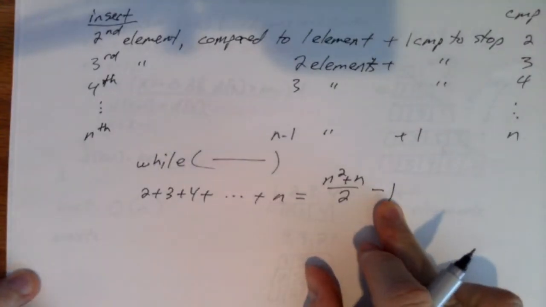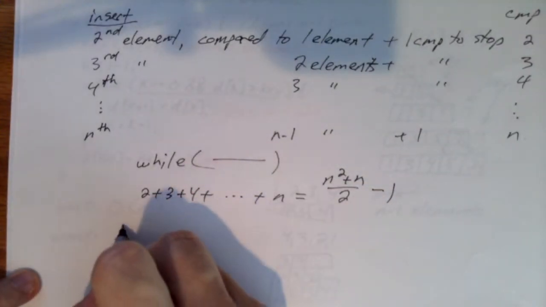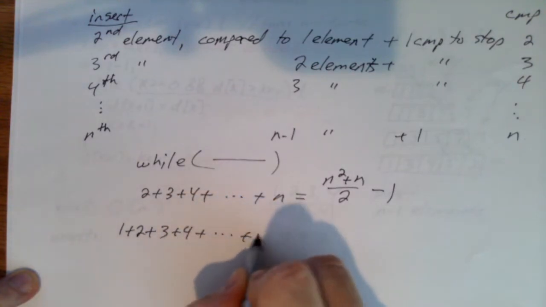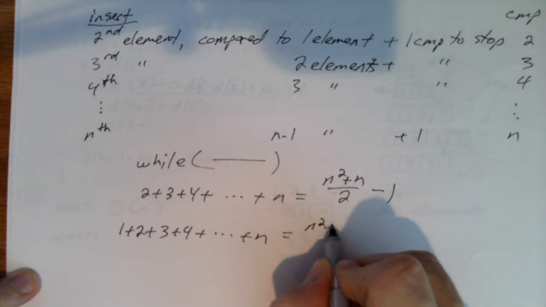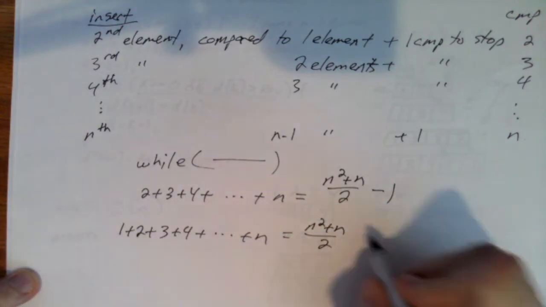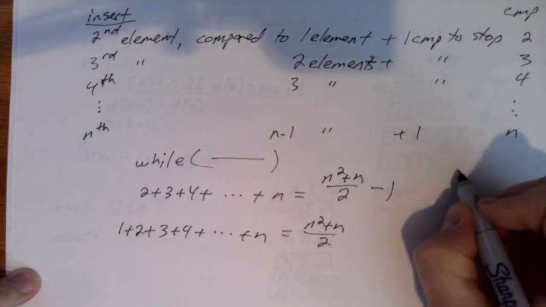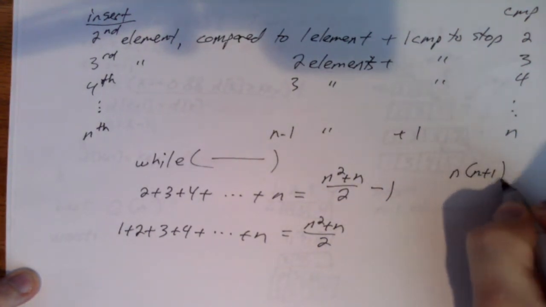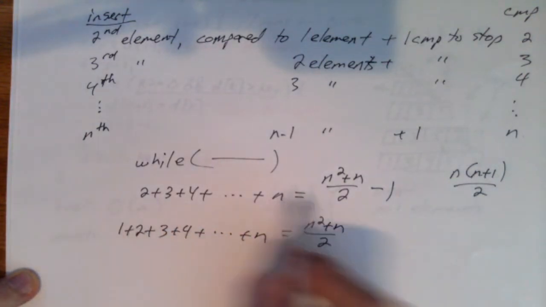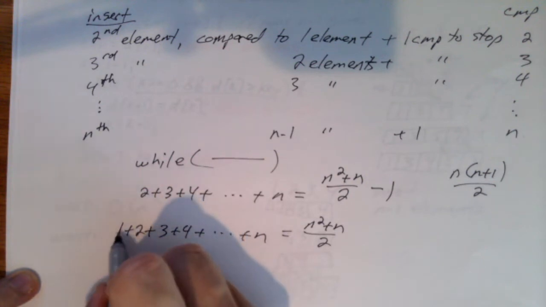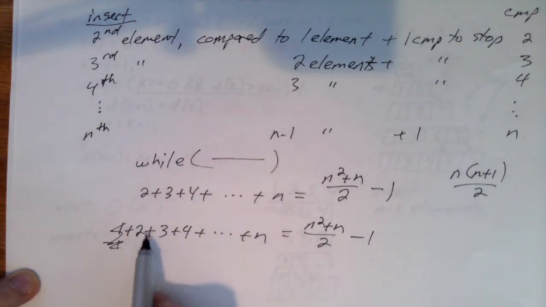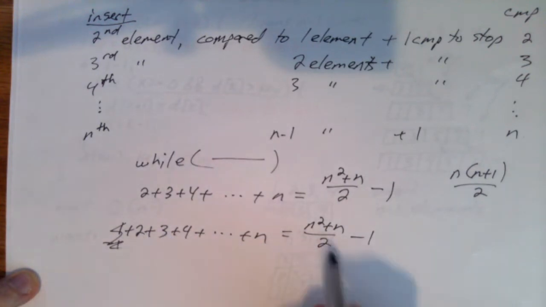Where does this come from? Well, if we want to sum the first n integers, 1 plus 2 plus 3 plus 4 plus ... plus n, that's equal to n squared plus n divided by 2. There's a formula for that. And actually the formula would be n times n plus 1 divided by 2, which is n squared plus n divided by 2. But we didn't start at 1, we start at 2. So subtract 1 from this side, and subtract 1 from this side, and we get 2 plus 3 plus 4 down to n equals this.